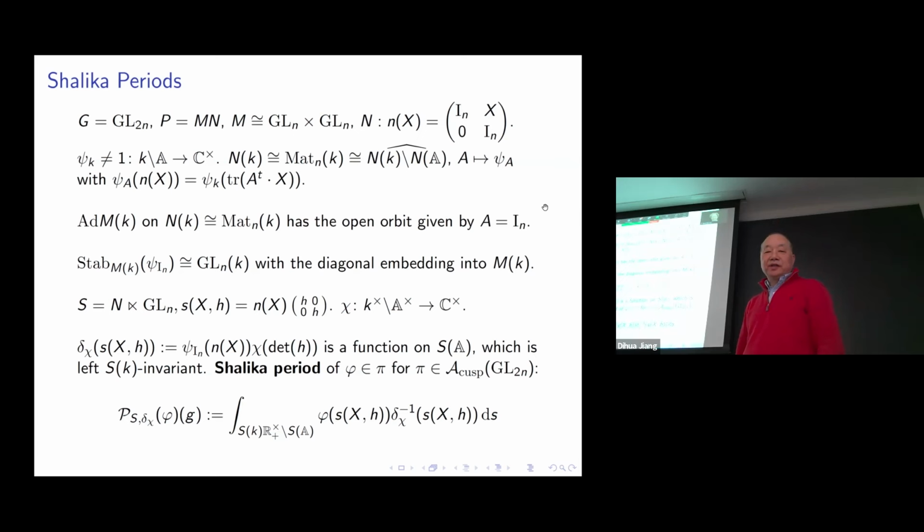And so you use this data to define the Shalika period for any cuspidal automorphic form. Well, you can define it for any automorphic form, but there's a convergence issue; for cusp forms this is safe, right? There's integral convergence, so you define this. So this is the so-called Shalika period.